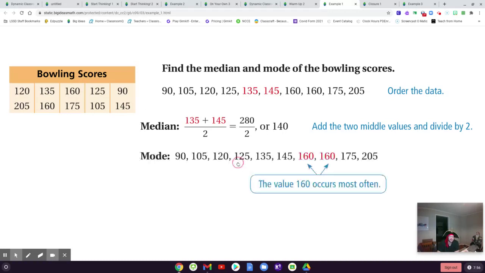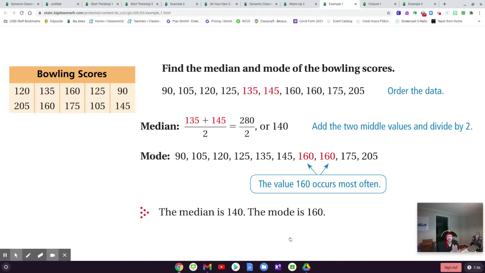And then the mode is the one that shows up the most. And again, if you put them in order, it's easier to see which ones show up more often than others. And 160 shows up twice, which is more than any other one. Therefore, the mode is 160. So the median's 140, the mode is 160.